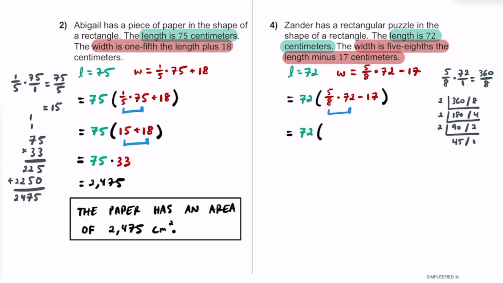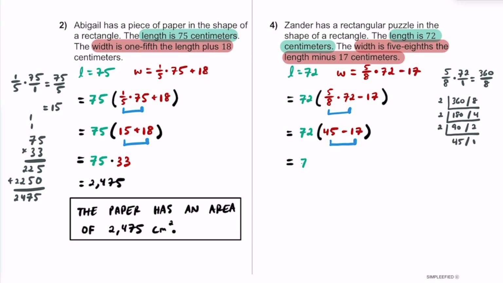So 5/8 of 72 is going to be 45. And if you know about cross canceling, you could have just looked at this initially and said you could divide this by 8 and divide this by 8, and you just have 9 times 5 to get 45 also. Okay. Let's take away 17 here. So 45 minus 17 is going to be 28. So we know that's going to be the width.